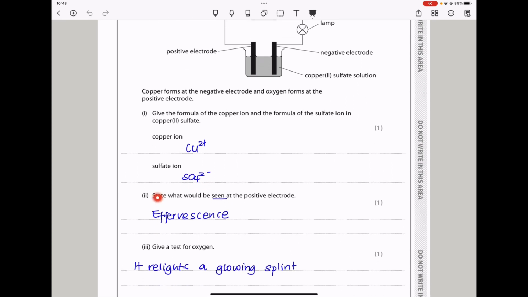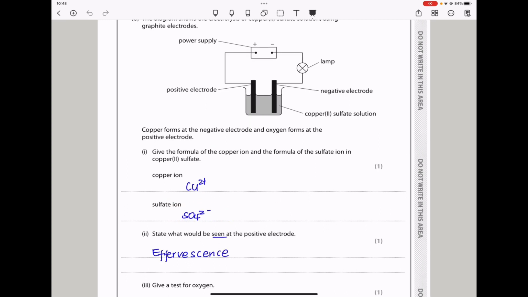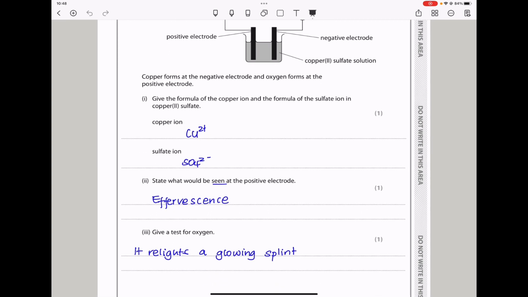The next they say state what will be seen at the positive electrode. Remember this is a solution, and in this solution we have 2 anions. We have OH minus as well as SO4 2 minus. So at the positive electrode, OH minus is going to arrive and then oxygen gas is going to be formed. However, it is going to be observed as effervescence. Remember they said what you see.